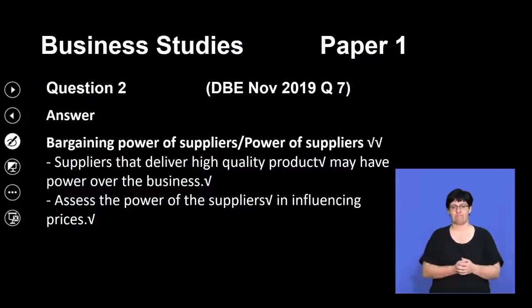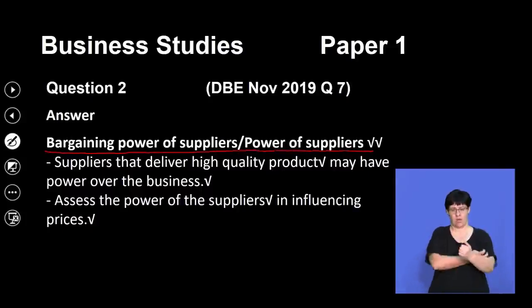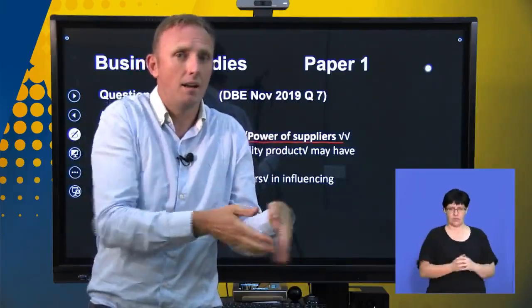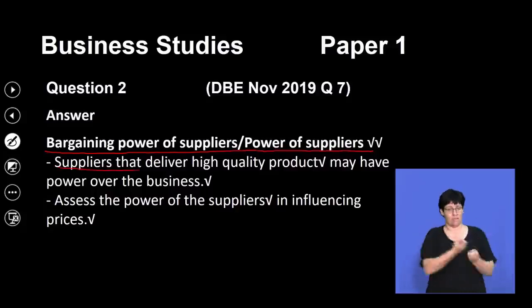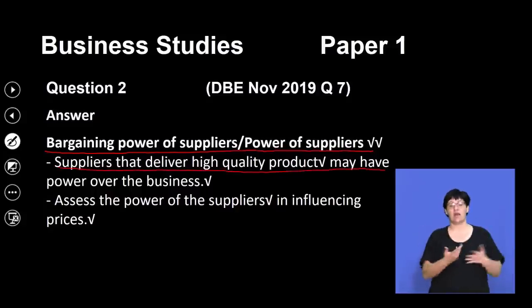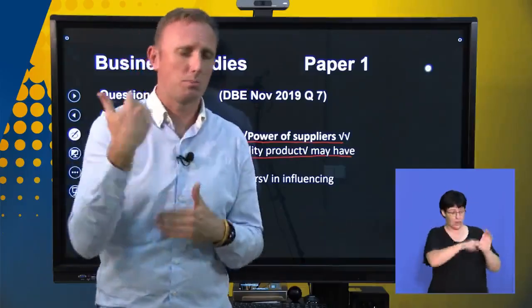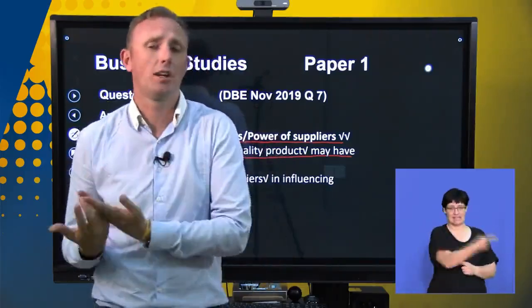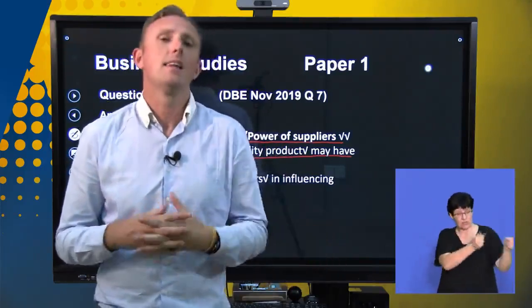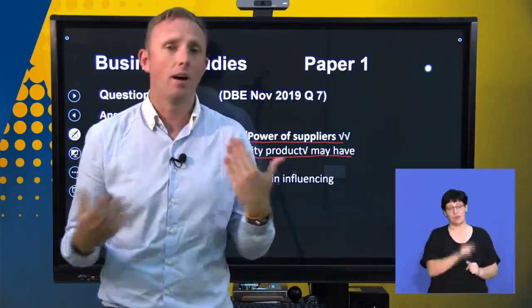First thing we're going to talk about is the bargaining power of suppliers. How much power do our suppliers have over us? Remember, the rarer the supplier, the more power they have over us. Suppliers that deliver high quality products may have power over the business. If they're high quality products, those products are going to be in demand. They're the best. If your company wants to be associated with the best, you're going to have to use that supplier. Then that supplier has that power over the business.